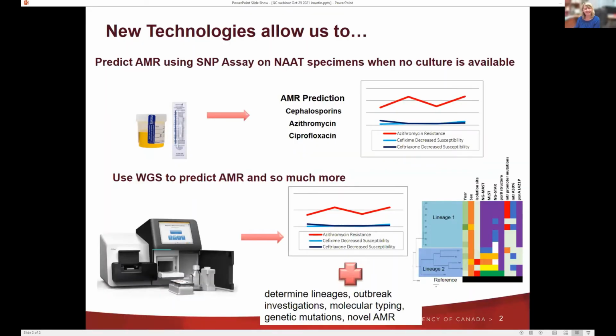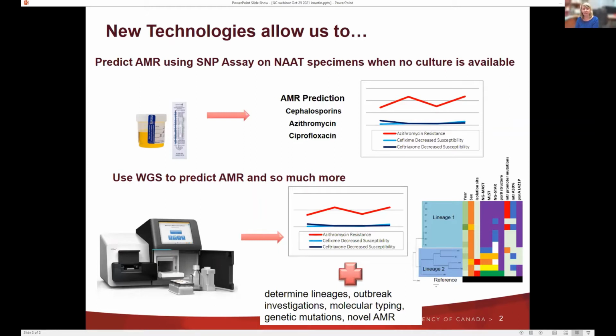On this next slide, one of the biggest challenges that we have as a surveillance laboratory is that fewer cultures are available for testing. That is because we see an increase in the use of nucleic acid amplification testing samples, which do have their pros. They are a less invasive sample type, and they are a more sensitive test for diagnosing gonorrhea. But at the same time, culture is the gold standard to determine AMR.